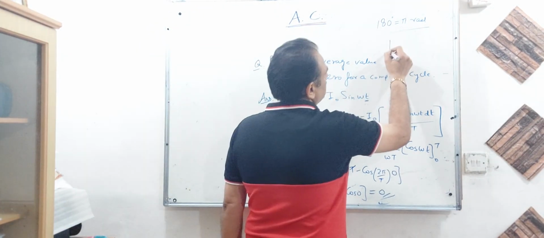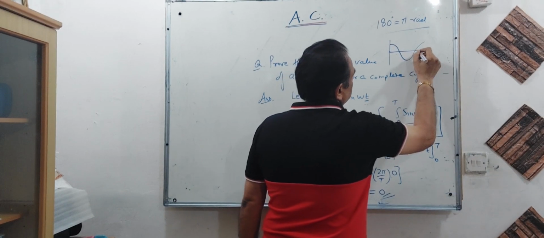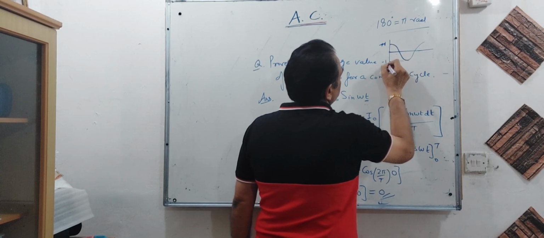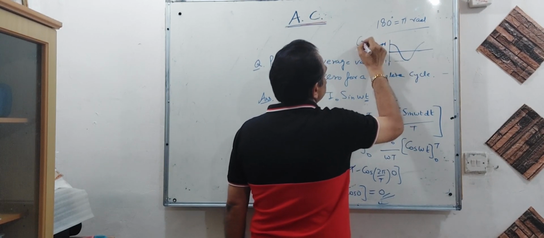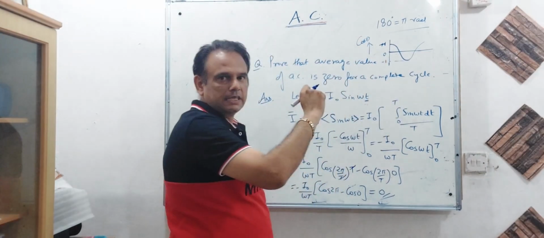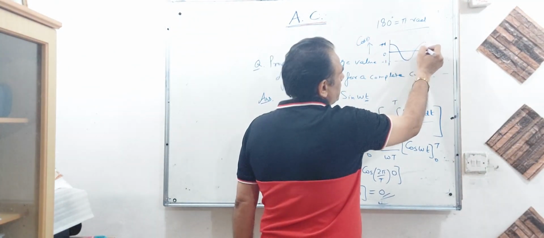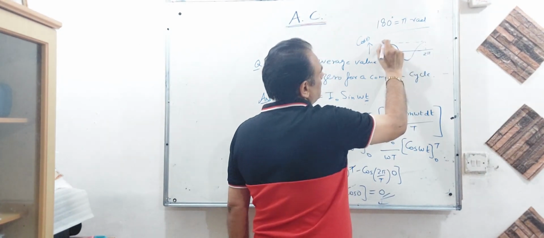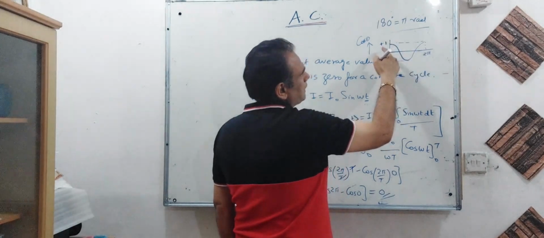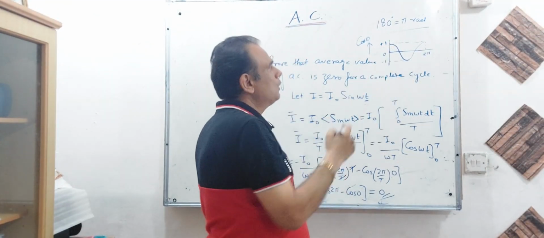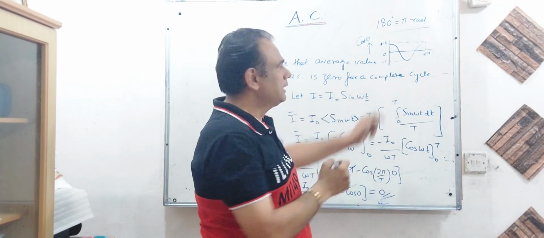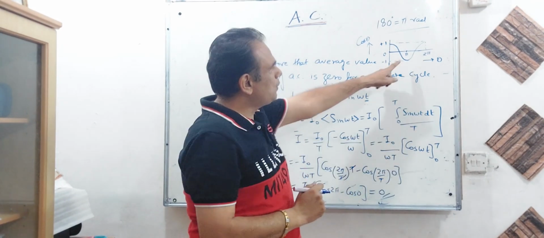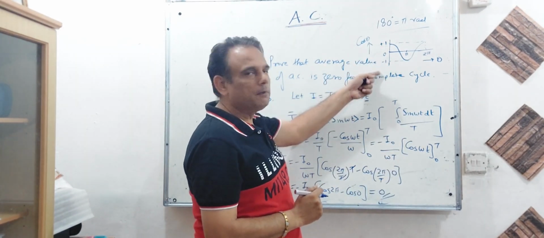See the graph. Plus 1, minus 1. This is the graph for cos. Here this angle is called 2 pi. So what is the value at 2 pi? Plus 1. What is the value at 0? Plus 1. What is the value at pi? Minus 1. This is pi here. So it oscillates between plus 1 and minus 1.